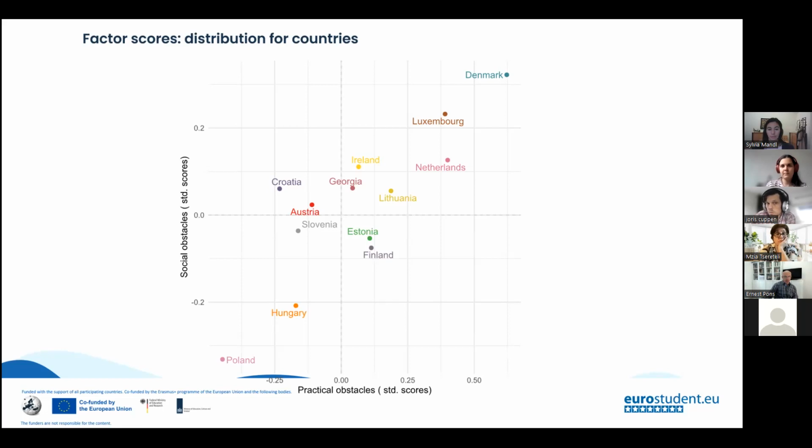But this graph also shows that, if we look a bit more to the left, you can draw a line in between. So there's some relation between reporting these obstacles. But you can also see that for Croatia, for instance, they report less of the social obstacles, but relatively more practical obstacles. Whereas for Finland or also Estonia, they report the opposite. So relatively fewer practical obstacles, but more social obstacles.